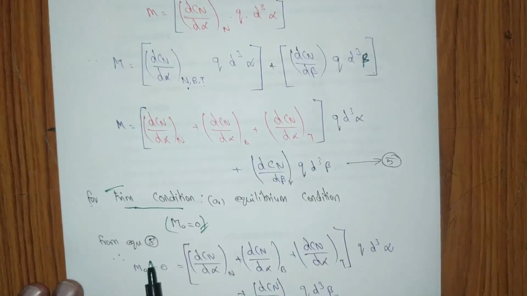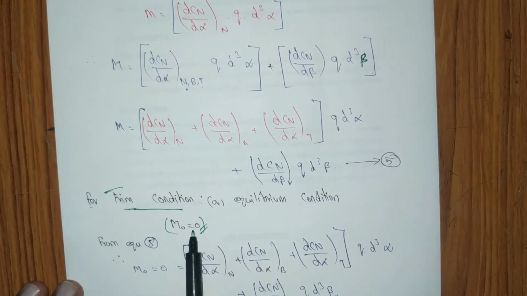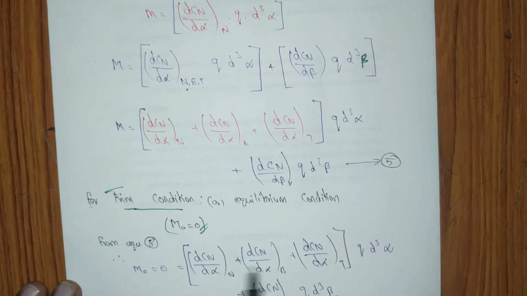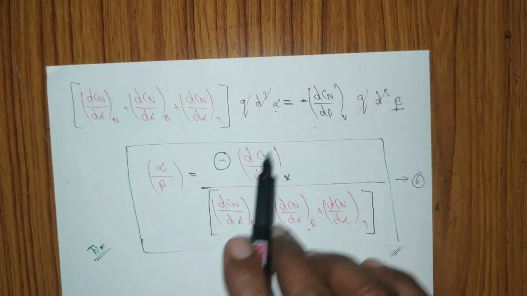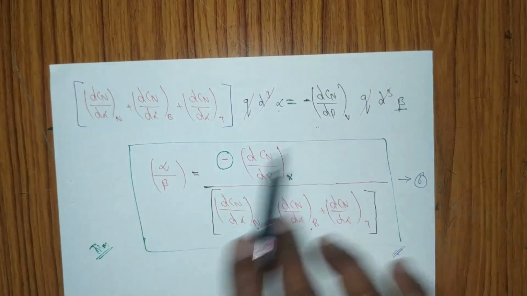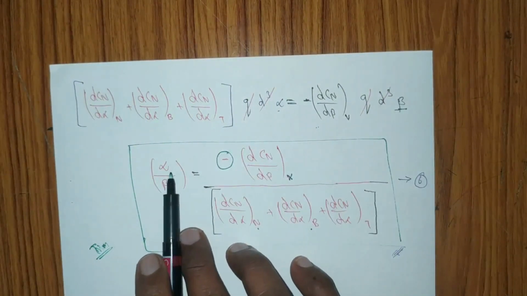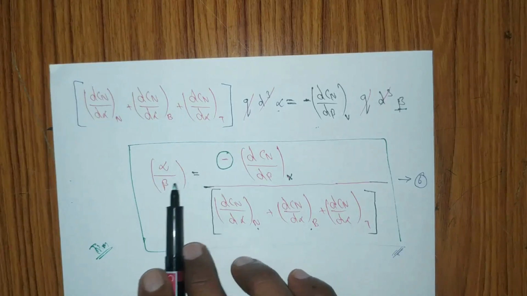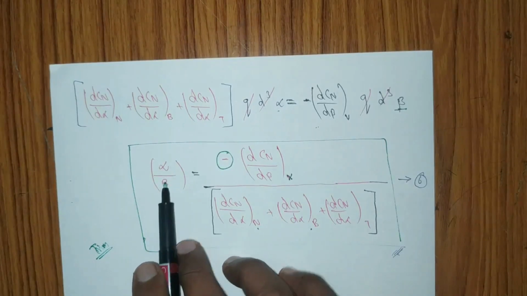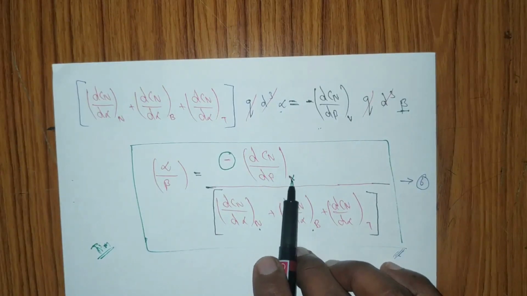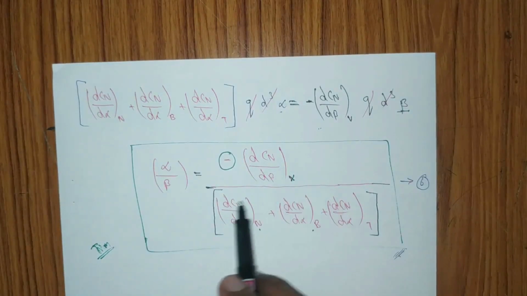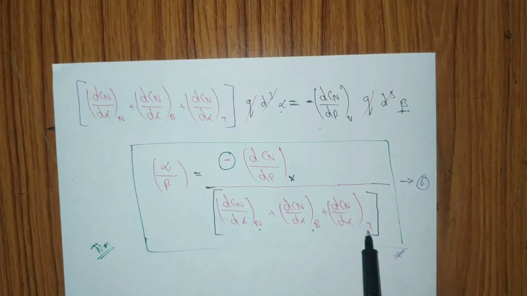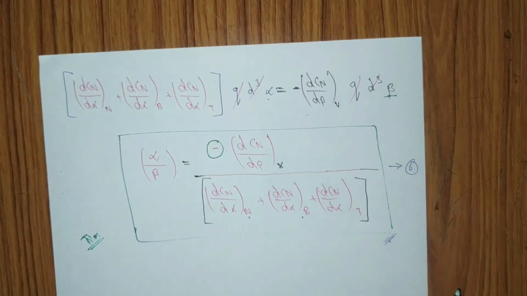For the trim condition, moment with respect to the dynamic center or CG equals 0. You equate with this equation, calculate the same similar terms, and get the trim condition in terms of alpha and beta. Alpha by beta is the ratio between alpha and beta, which influences the velocity vector produced by the missile and the entire lift coefficient produced by the nose, body and tail, right? So this is what we have studied in this lecture.